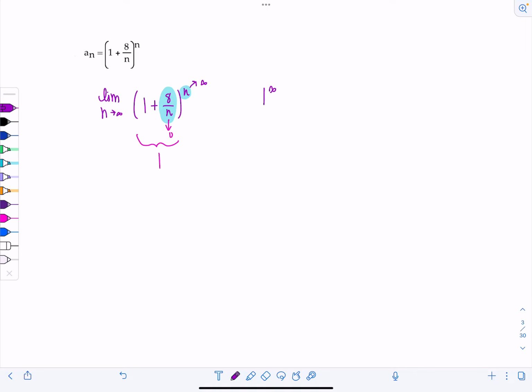So what we're going to do is instead say, all right, let f of x equal, and then now just replace all of the n's with x's in the original sequence. So I'm going to call f of x (1 plus 8 over x) to the x. And I'm going to find the limit as x goes to infinity using a function of x instead, because now it's differentiable, okay? Now, I'm going to call this, I don't know, y, same thing as f of x.